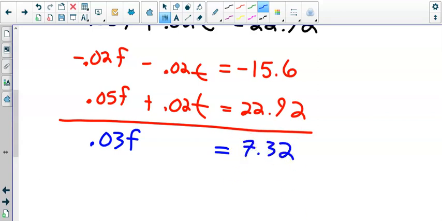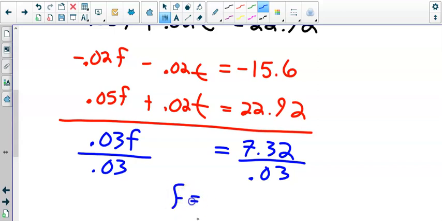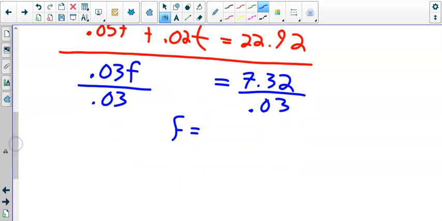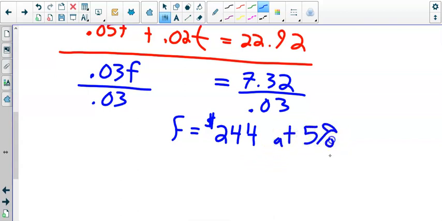7.32. All right, how do I get F by itself? Divide by 0.03, divide by 0.03, and F is equal to 244. So $244, and that will be at 5%. See how I told you all these word problems are coming out to nice numbers? They're positive. So good. All right, now how do we figure out T then?